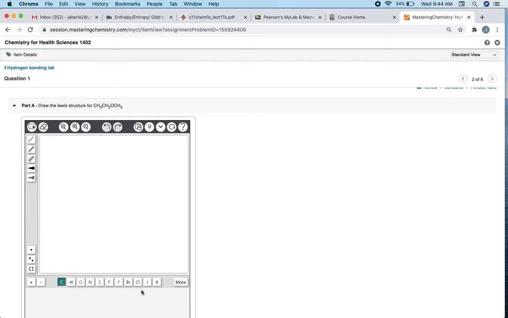So the way you use this, as a reminder, it's probably been a minute, is you select what atom you want down here. So I'm going to select carbon. If it's green, it's selected. I've selected carbon, and I'm going to put a carbon right there. You just click on the screen, and there's a carbon atom.